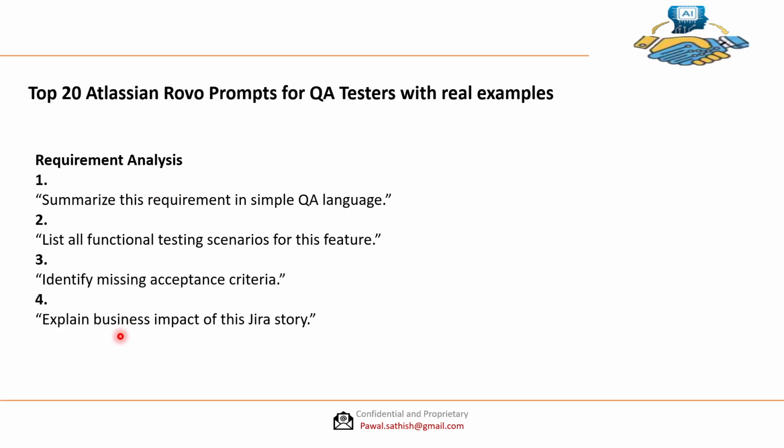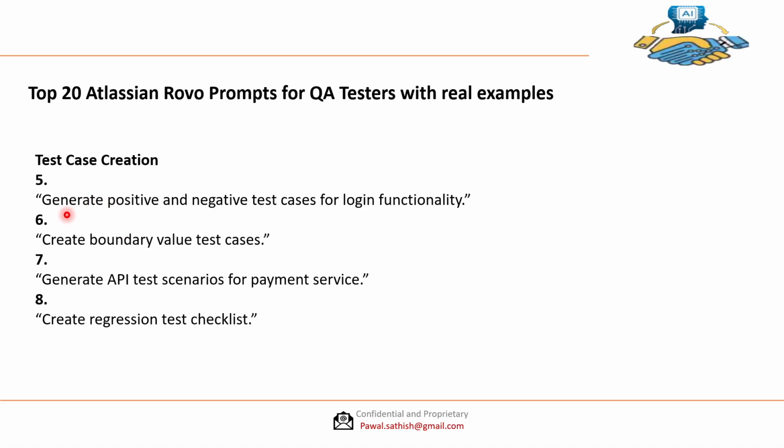Now next is test case creation. Suppose you start working on one of the stories as part of one of the epics. I have considered the login feature, and I want to design test cases for the login functionality. So I will simply give the Rovo prompt: generate positive and negative test cases for login functionality.